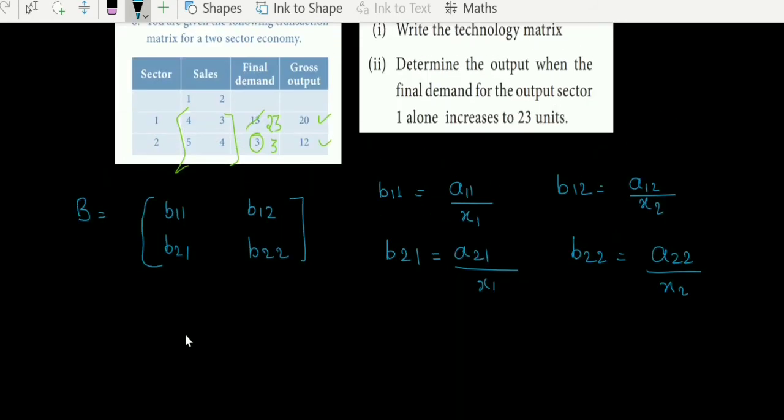So what is A11? A11 is the first element, 4. A12 is the second element, 3. A21 is 5. A22 is 4. And X1 is 20. Don't take this, this is the demand. X1 is 20. X2 is 12.